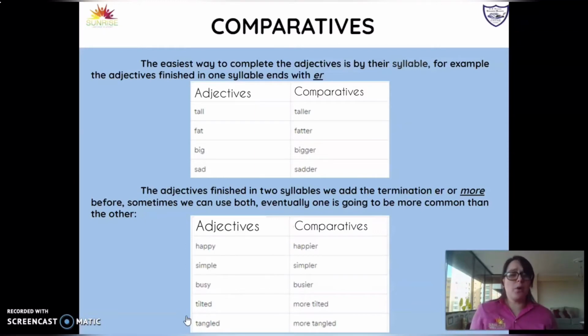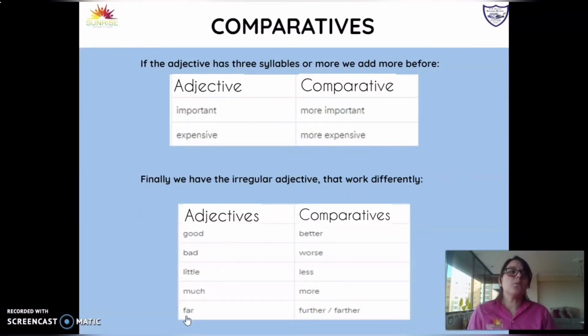If the adjective has two syllables, then we add the termination ER or more before, okay? Sometimes we can use both, and eventually we're going to notice which one is the most common. But if we're not sure which one we should use, we go with more, just to be completely sure. Here you have happy, simple, and busy, which add the termination ER, and tidy and tangled, where we use more before, okay? Then we have the adjectives of three syllables, and with these ones, we only add more before the adjective, okay? Important, expensive: more important, more expensive.